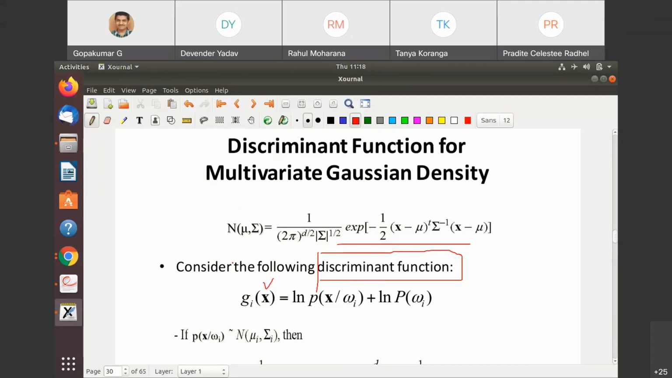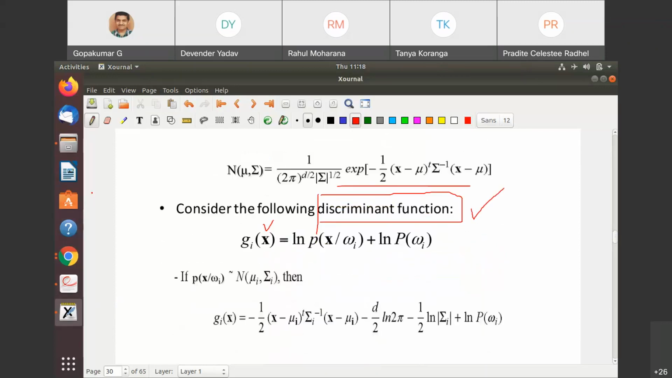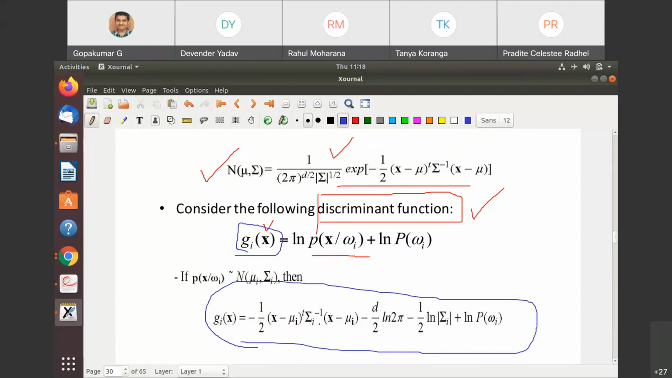That is why we are defining and discussing this discriminant function. It will be clear when we discuss an example later. We are assuming that this probability is defined by this particular density function, and then we can substitute this value in this equation for g_j of x, which results in an equation like this one, after substituting and rearranging terms.